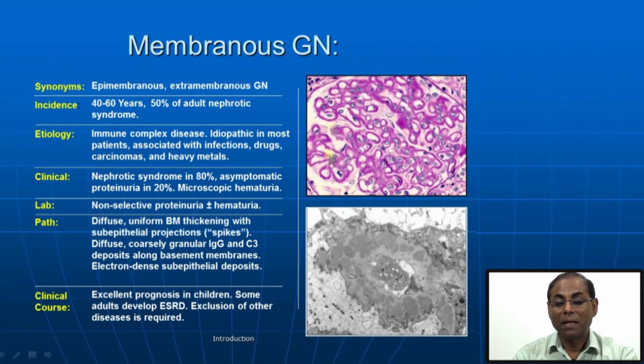And the pathology is that there is diffuse uniform basement membrane thickening with subepithelial projections in the form of spikes. I think this is the PAS stain. I think we can better see them in the silver methenamine stain, and there are diffuse coarse granular IgG and C3 deposits. This we see under the immunofluorescence microscope. And if we do electron microscopy, like here in this small diagram, you can see a lot of these electron dense deposits, and these deposits are classically present in the subepithelial site.